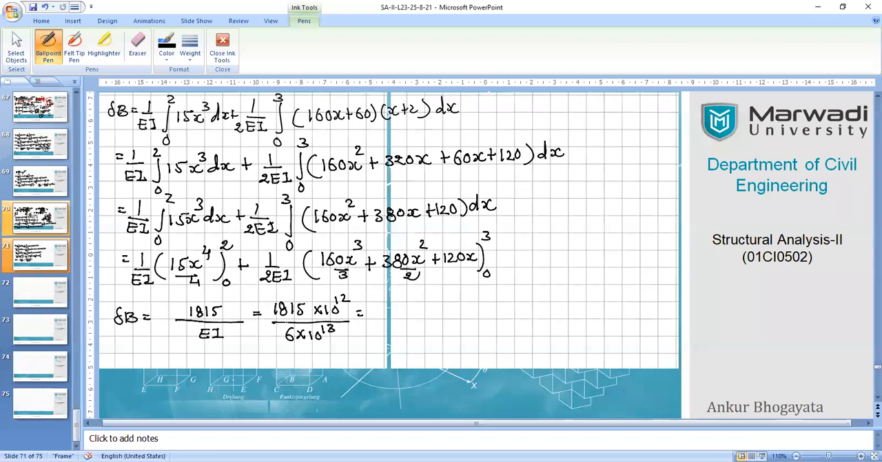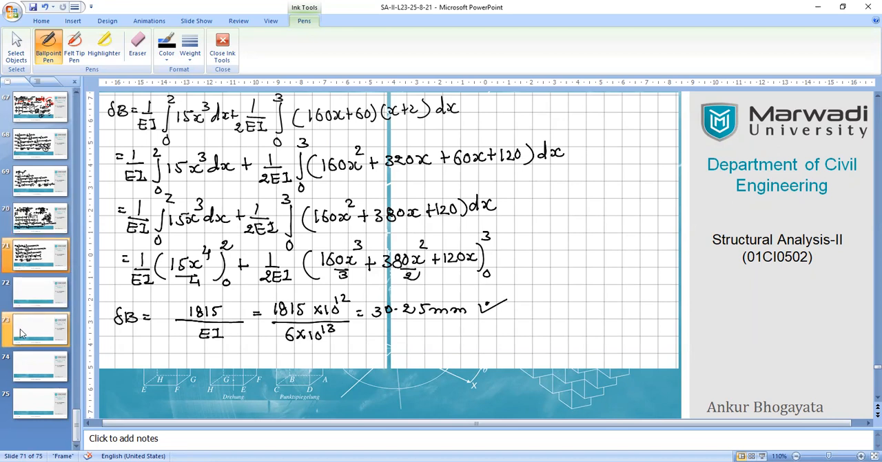So give me the final answer now. So that is 1815 divided by 6, and it is 30.25, right? So that is what, 30.20? Yes, 30.25 mm. Okay, so should be acceptable largely.